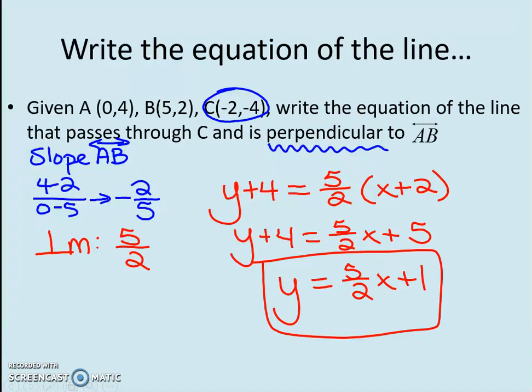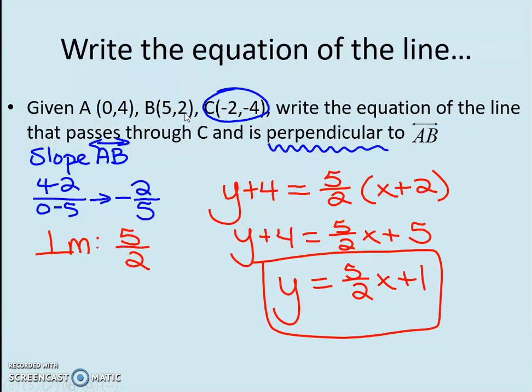Write the equation of the line given A (0, 4), B (5, 2), C (-2, 4). Write the equation of the line that passes through C and that is perpendicular to AB. So first of all, you need the slope of line AB. A is here, B is here.